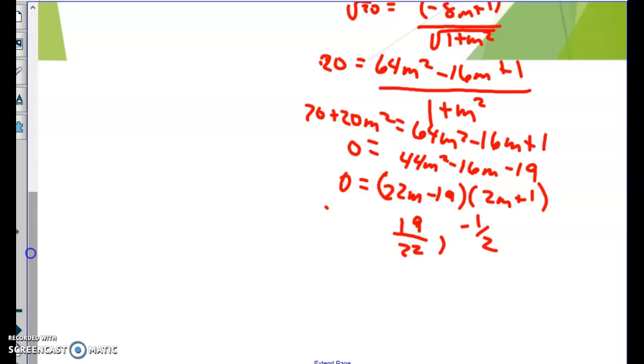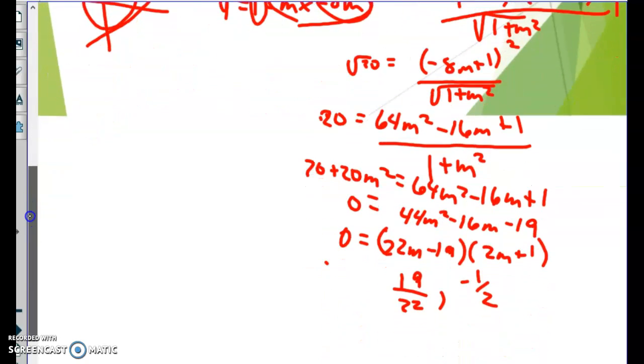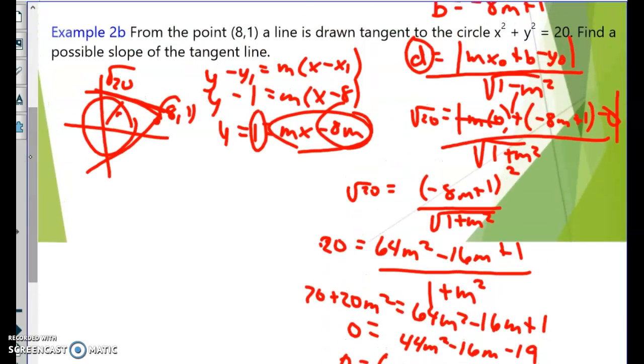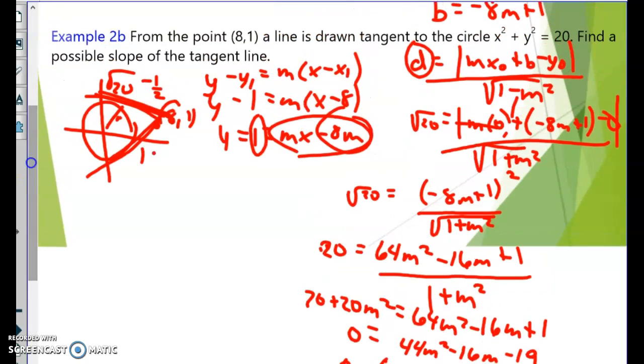negative 1/2. Now let's go back up to the picture and take a look at, we got one positive slope and one negative slope. Well, this one from right to left has to be the negative 1/2. This positive one has to be the 19 over 22 slope. So that was kind of a trickster, but I got it.